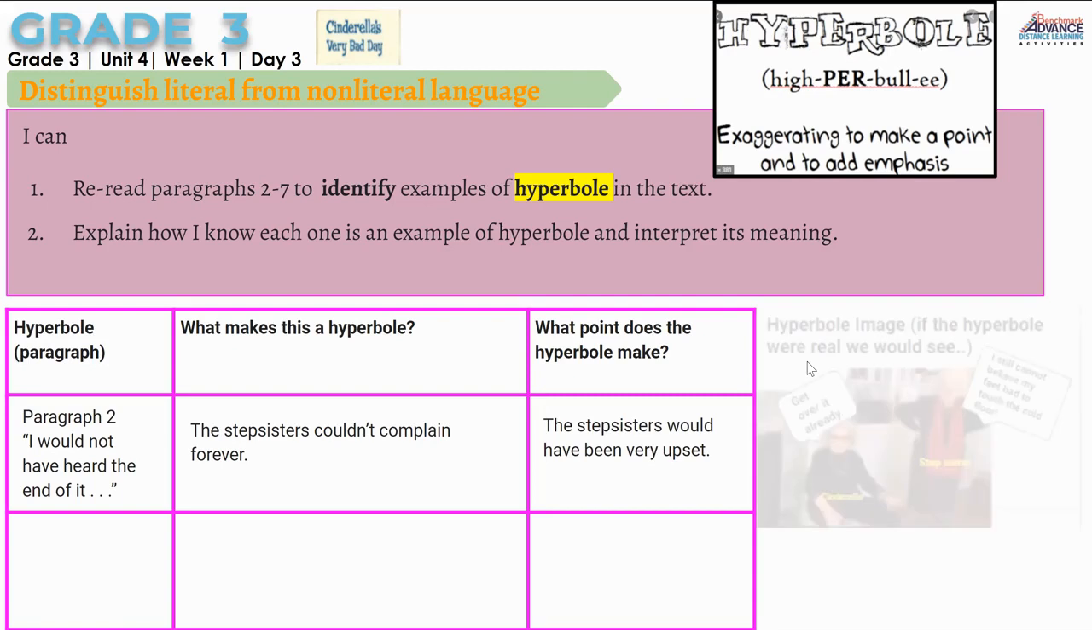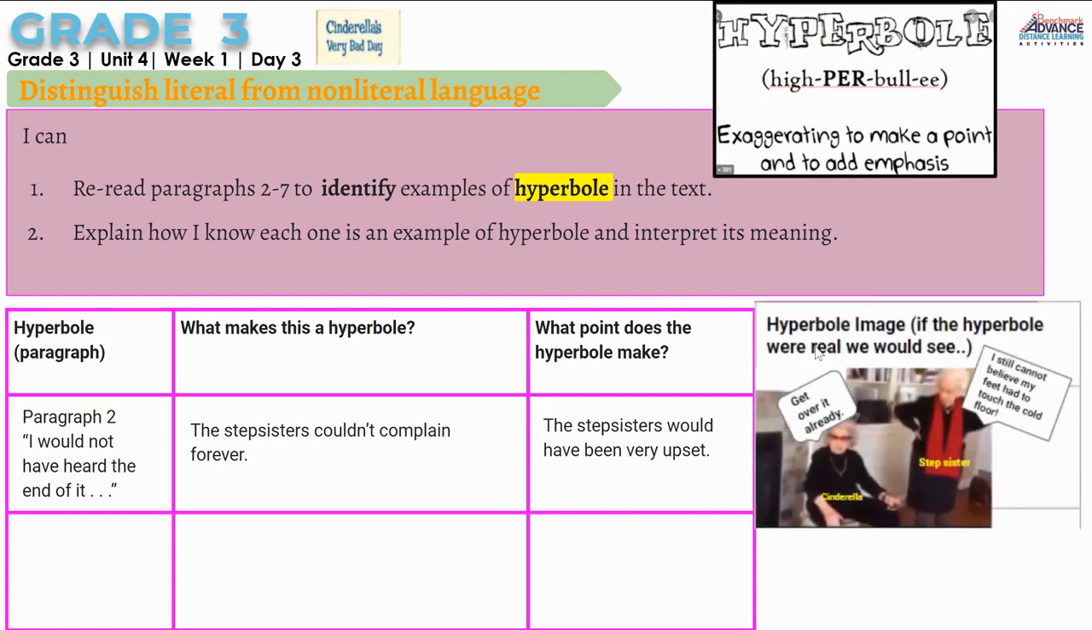Now here's the fun part. The fun part is adding an image of what the hyperbole would look like if it was actually literal. Okay, so I added a picture of a very old Cinderella and a very old stepsister, because if she really complained forever, they would be really old, and stepsister number 1 would still be complaining, and it says Cinderella's like, get over it already, and the stepsister many years later is like, I still cannot believe my feet had to touch the cold floor. Okay, so that is my image that I inserted.